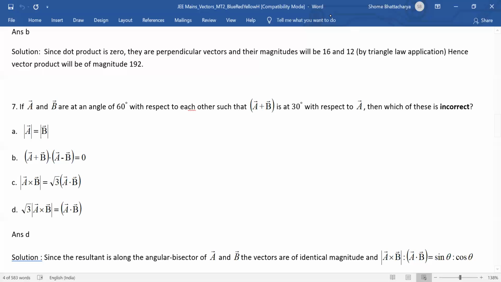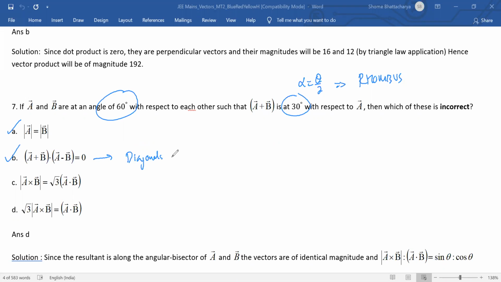Yeah. So the moment you worked it out that it's a rhombus, using this information that theta is 60 and alpha is theta by 2, that means it's a rhombus. So you know that this option is correct. You know that this option is also correct, because diagonals of a rhombus are perpendicular. Okay, so their dot product should be 0. Then see what is the next thing we know.